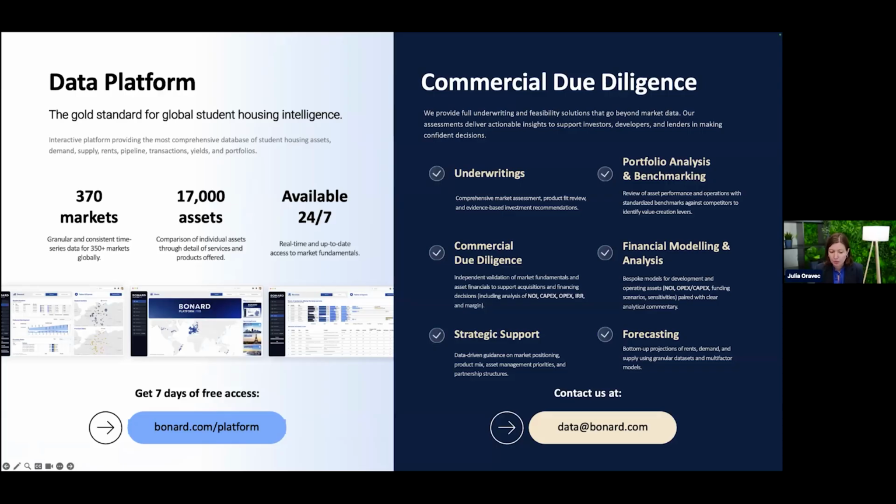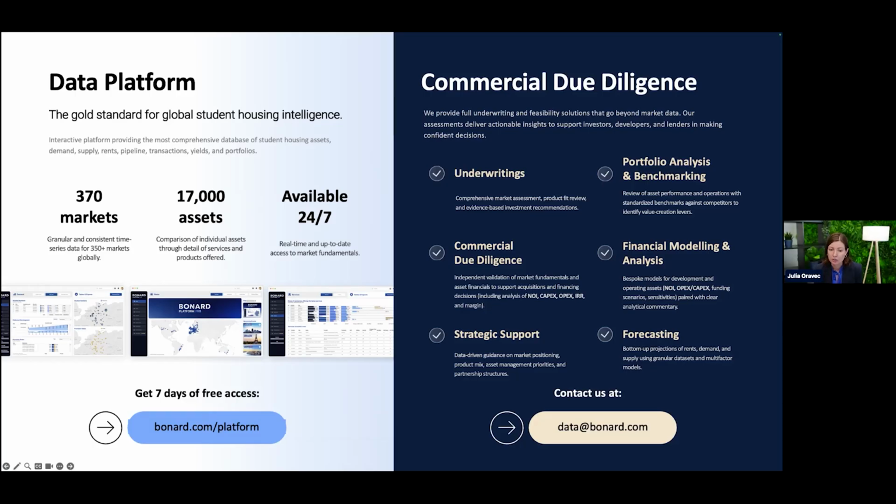The 2 core products that we offer are, first, a data platform, with information on student housing comps across those 370 markets. It's a comprehensive database of demand, of course, and all these various types, but the provision of student housing per building is provided in our platform, added by the transaction comps, as well as the market news.